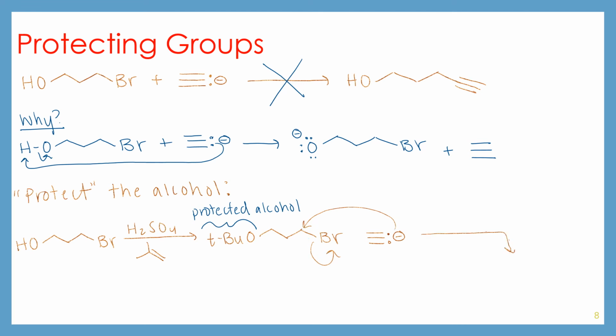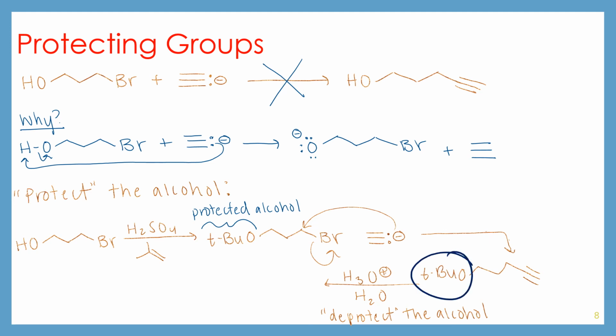And this gives us, kind of on the way to our compound, we still have this T-butyl group. We can deprotect the alcohol by adding in aqueous acid, because what's going to end up happening is you protonate this and it's going to get replaced with water. And now you have your intended compound, and also an equivalent of T-butanol.